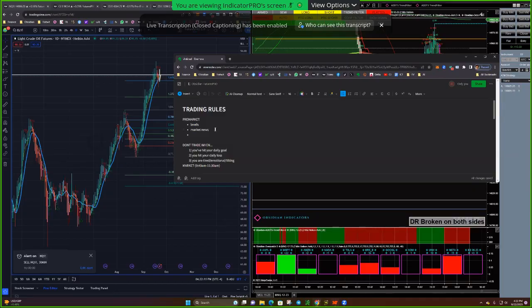Number two, always be aware of what the market is dealing with. What is the market news that has taken place? So you can quickly have a gander at what the news has been over, actually, Financial Juice is the better one to go over.